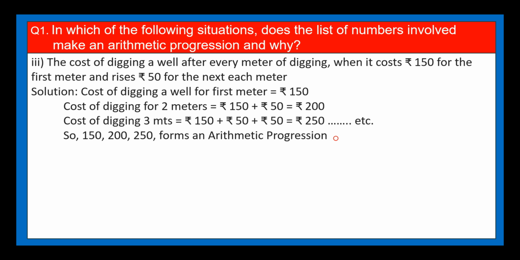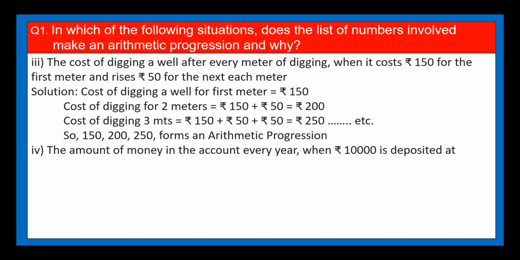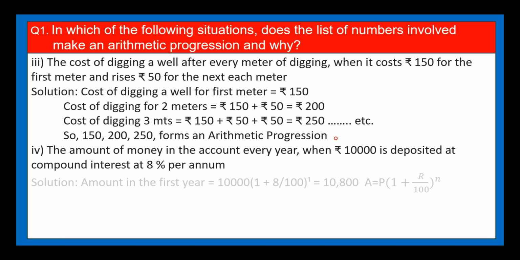Good. Now fourth bit. The amount of money in the account every year when 10,000 rupees is deposited at compound interest at 8% per annum. Here the principal for the first year is 10,000 rupees and it is deposited under compound interest. What is the rate of interest? Rate of interest is 8%. Now the amount in the first year, the formula is A is equal to P into (1 plus R by 100) whole power n. The amount is equal to principal into (1 plus rate of interest by 100) whole power n, where n means the number of years.